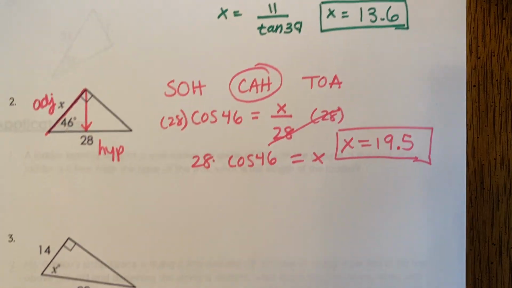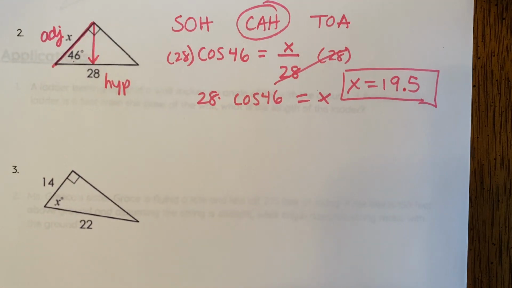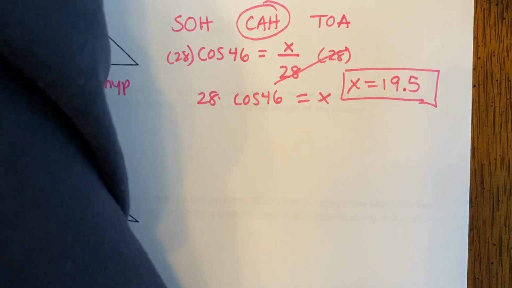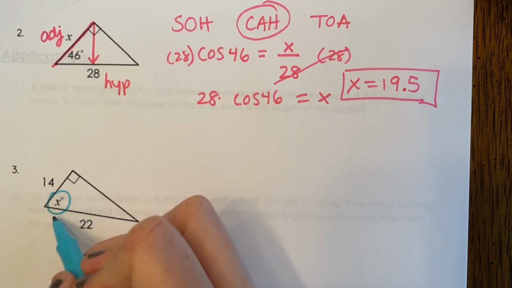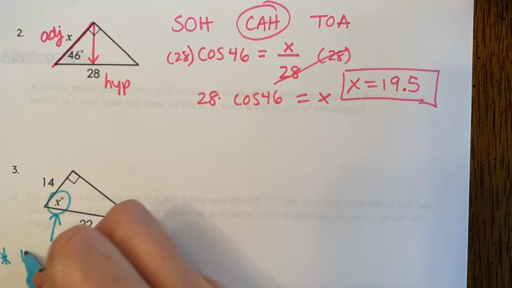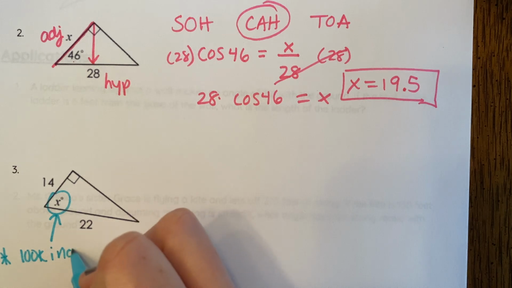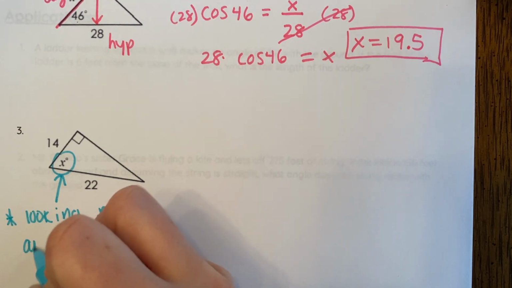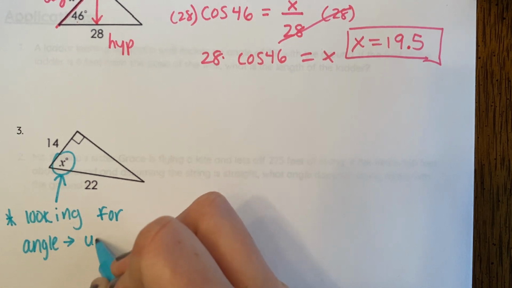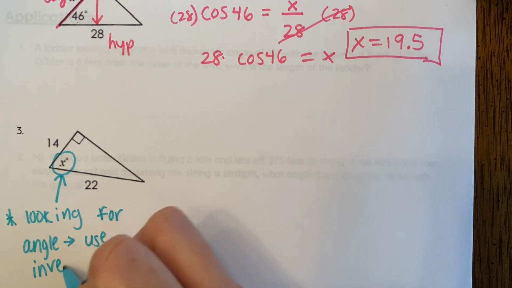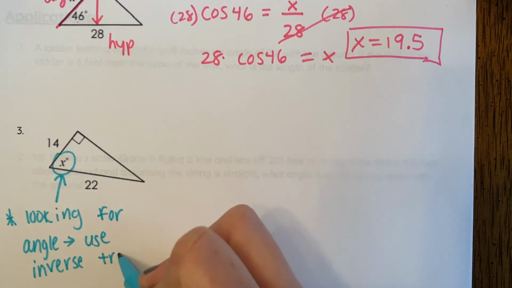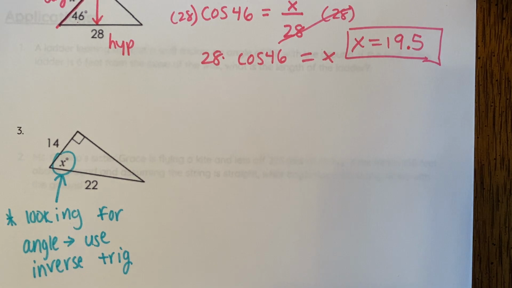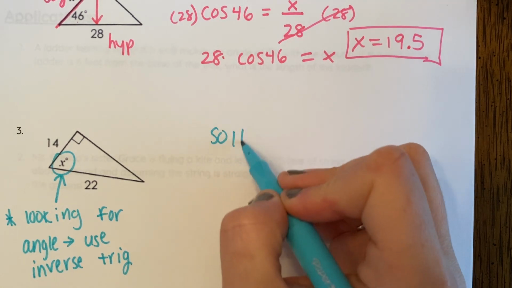Okay. All right, the next one. All right, so now we're looking for an angle. So when we're looking for an angle, so I'll just make a note, looking for an angle, you're going to use inverse trig. Okay, so we still are going to use SOHCAHTOA.